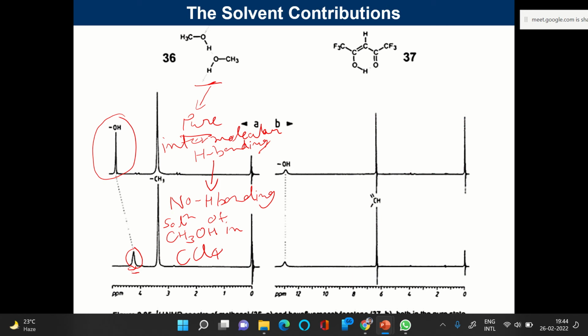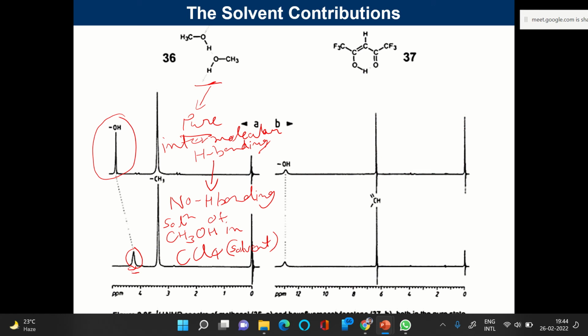Pure methanol, one methanol molecule surrounded by several methanol molecules, each one of them can make hydrogen bonds with each other. So this is intermolecular hydrogen bonding, and when you make, say, a 5% solution of CH3OH in tetrachloromethane, or CCl4, CCl4 is your solvent. Now this is your solvent, so it cannot form hydrogen bonding interactions.